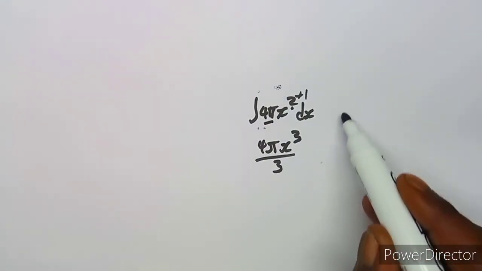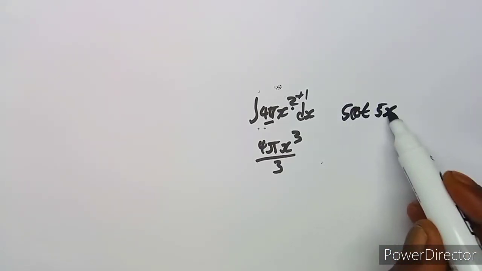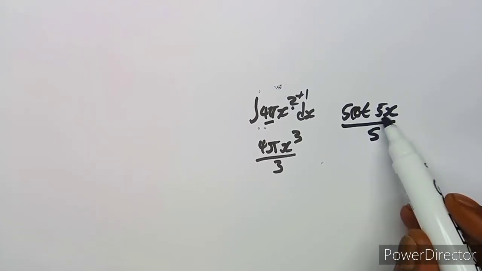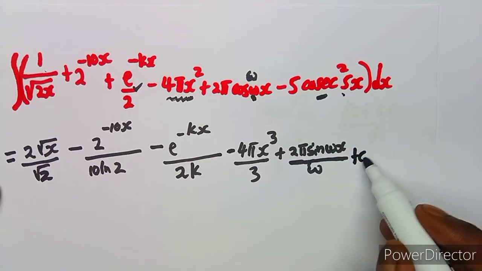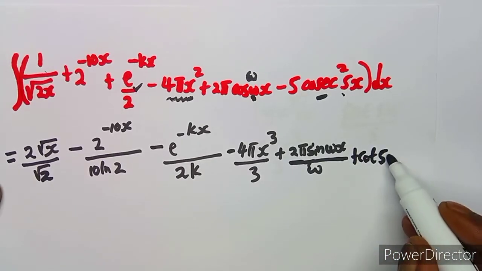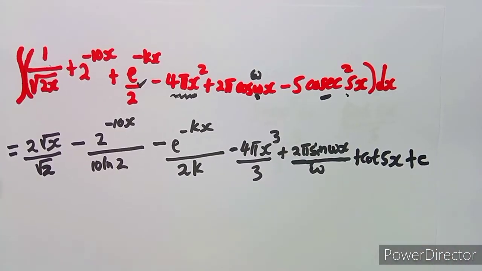It is going to be 5 cot 5x over 5 like this. We divide by this 5, this is going to cancel like that, so it's going to be cot 5x. All right, seems like we are done. Then plus the constant of what? Of integration. That's what you're going to have. So that's the idea there.